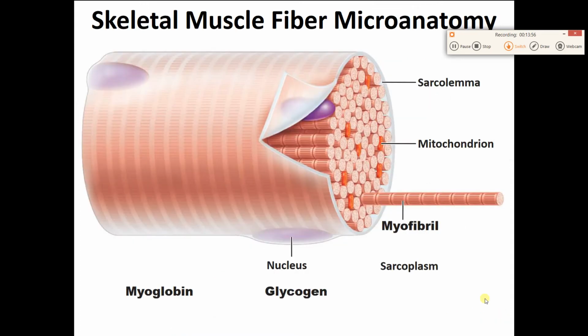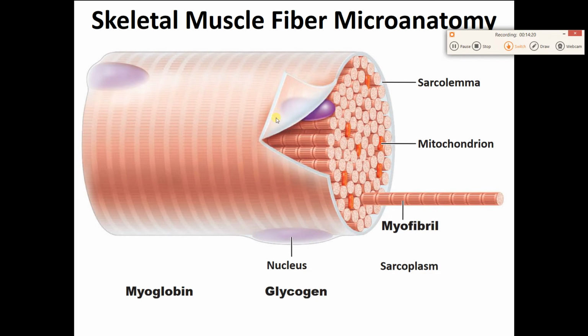Okay, fantastic. We are now going to look at a single skeletal muscle cell or fiber, and we're going to identify many of the important structures that it contains. We already know it has multiple nuclei because it's a syncytium. It was formed by the fusion of embryonic myoblasts.